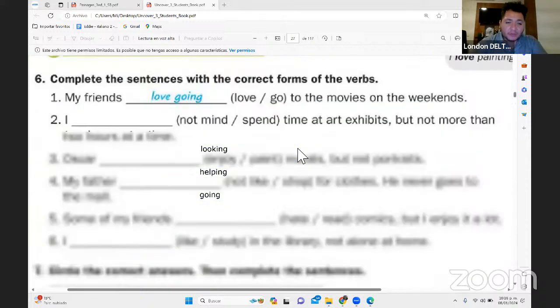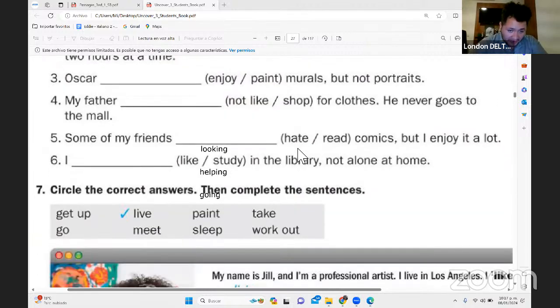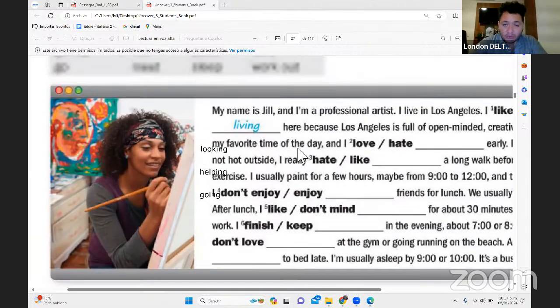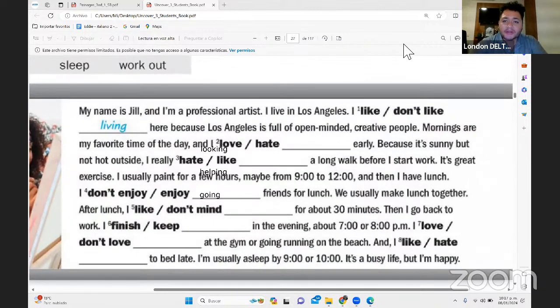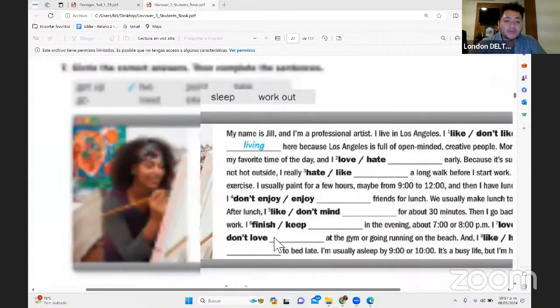So the last class we worked on these exercises. This was for your homework. So we're going to check it together. Let's read this paragraph. We have two options. According to the context, try to read the whole sentence. Leemos toda la oración. Vamos a intentar entenderlo y así vamos a escoger una opción. Después utilizaremos el verbo en forma de gerundio.